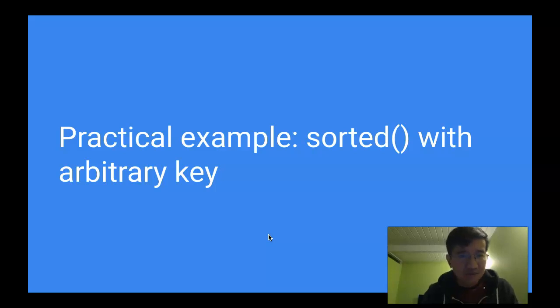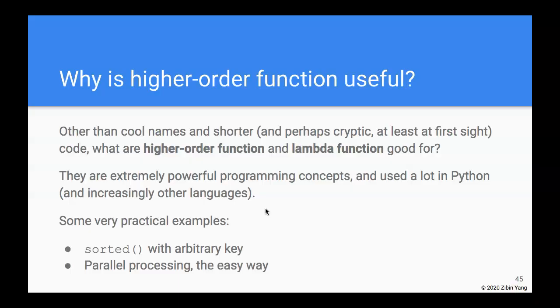Hi, in this video, I'm going to explain a very practical example of using higher order functions and lambdas. This is to use the built-in sorted function to sort lists of things with an arbitrary key. So we've been talking about concepts like higher order functions and lambdas. And now I think these concepts have very cool names, and the code that I show you is simple and short. It's a little cryptic, a little different from what we're used to seeing.